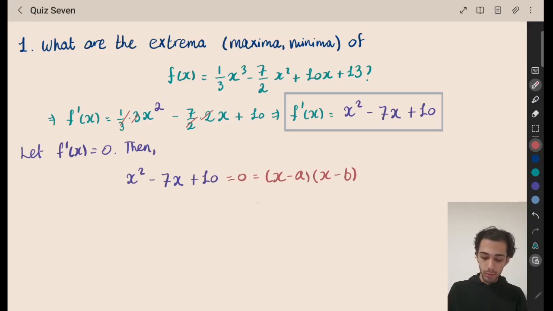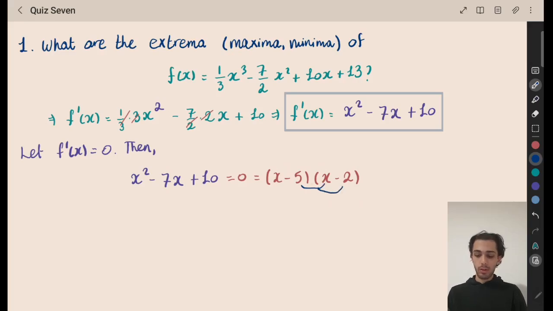No, a will be 5 and b will be 2. That's x. So this is what I mean. A will be minus 5 and b will be minus 2. You can of course factorize this. You can also use the quadratic formula if you really want to find the roots and you don't know any other way to find them. You can check that this is true by distributing the terms and confirming that this will give you the equivalent expression.